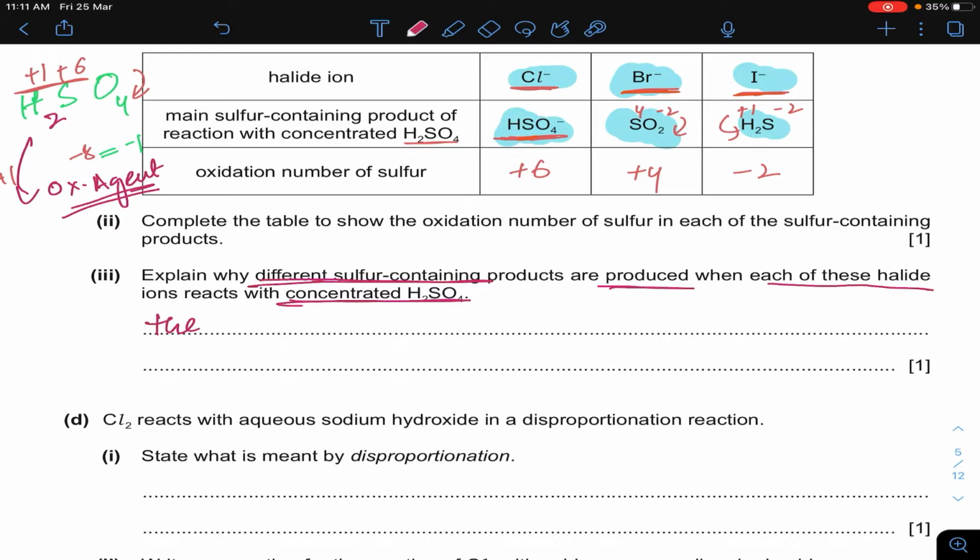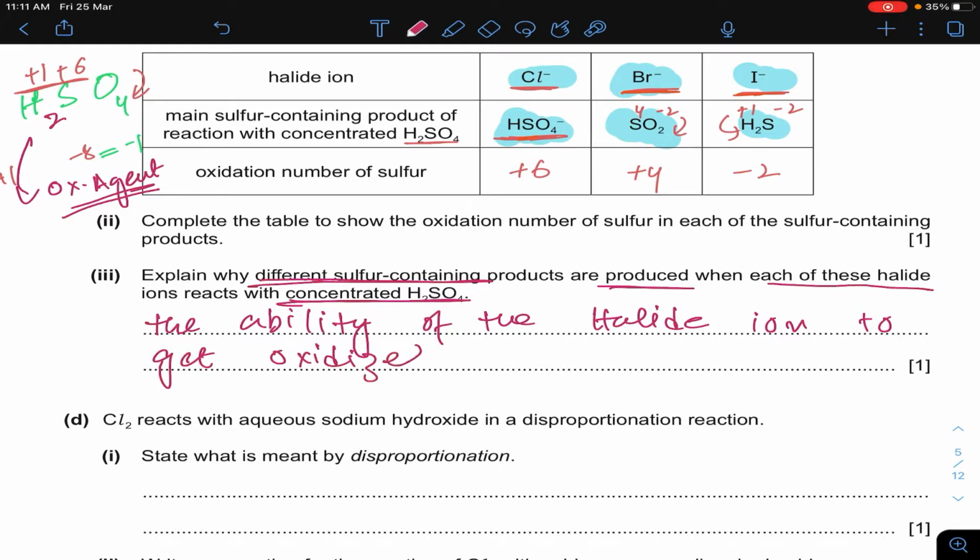The ability of the halide to get oxidized increases down the group. So that means iodide can be very easily oxidized due to its large ionic radius. It is very easy to remove an electron from the iodide ion.